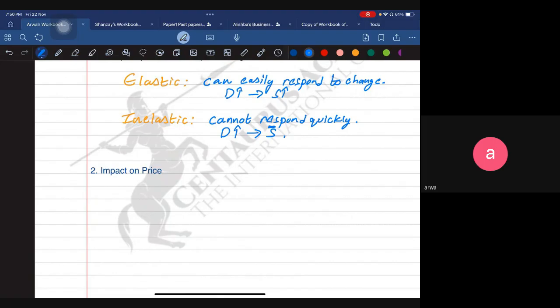Now the last thing: impact on price. Okay, let me build up a scenario for you.